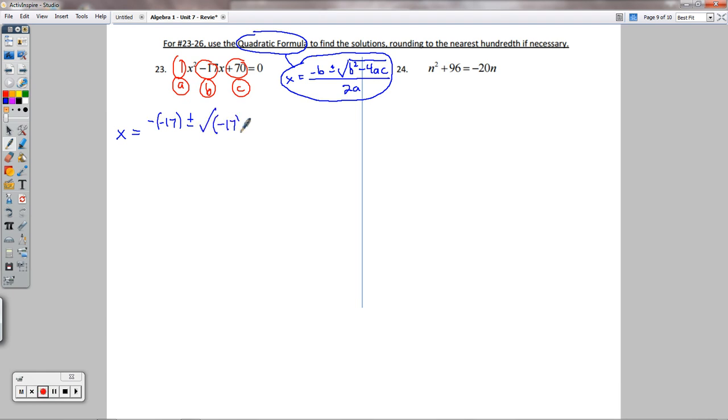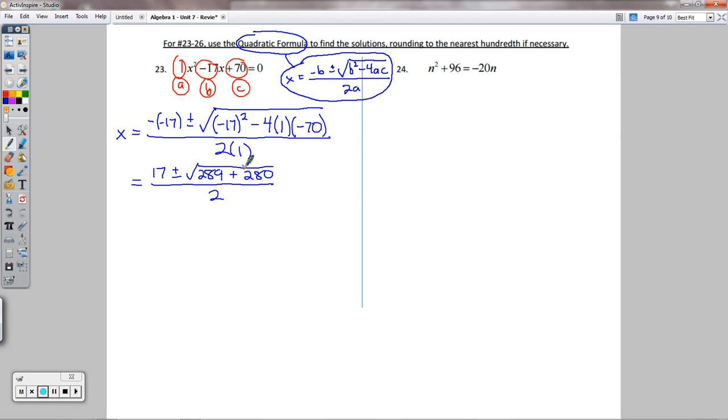B squared, you've got negative 17 squared, minus 4 times a times c looks like that, all over 2 times a, all over 2 times 1. This is going to become 17. This would be 289. Negative times a negative would become positive. Negative times a negative here, you've got 2 negatives multiplied together. That's going to be plus 280. And that is all divided by 2 right there.